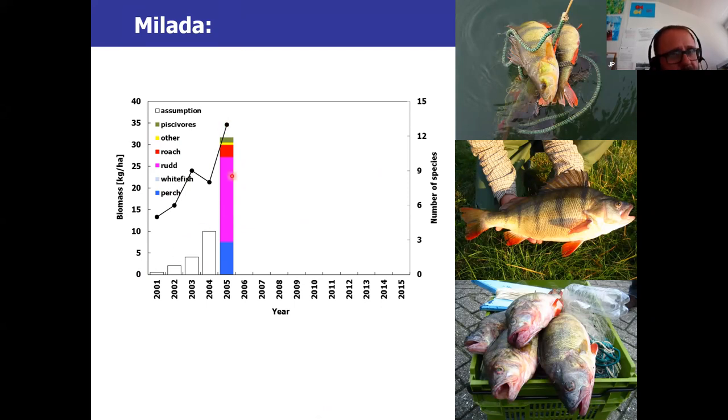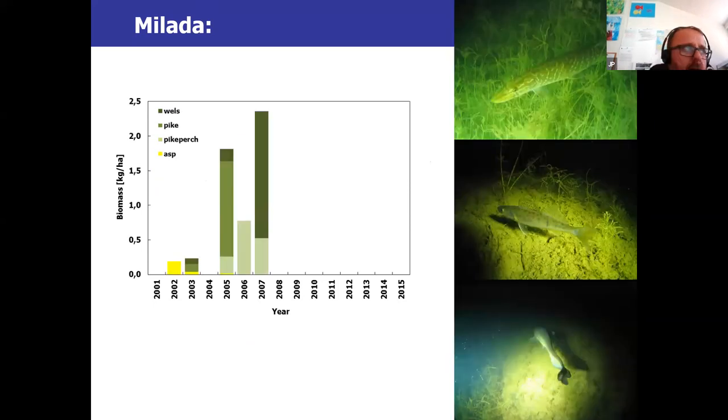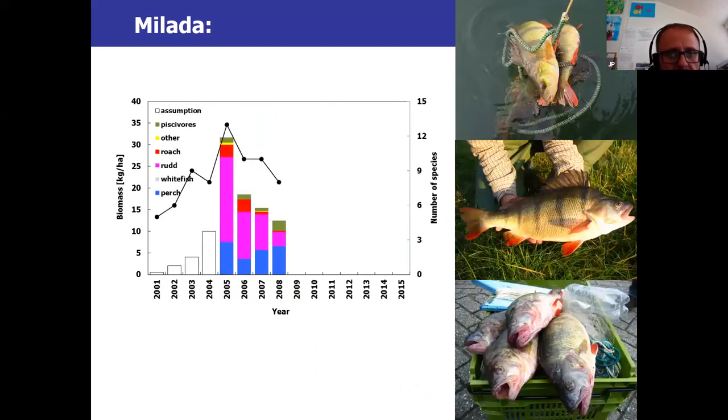Because the increase in fish biomass was quite steep, we decided to start introducing piscivorous fish. All three piscivorous fish that are available in the Czech Republic, I mean pike, pike perch, and European catfish, the wels. In 2005, 6, and 7, they were introduced in relatively high numbers, about 2 kilograms per hectare. And this had an immediate positive effect on the fish biomass.